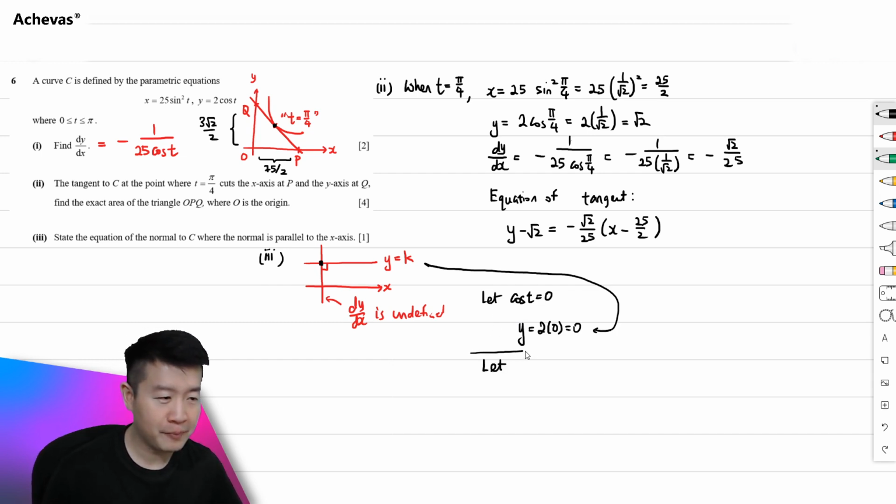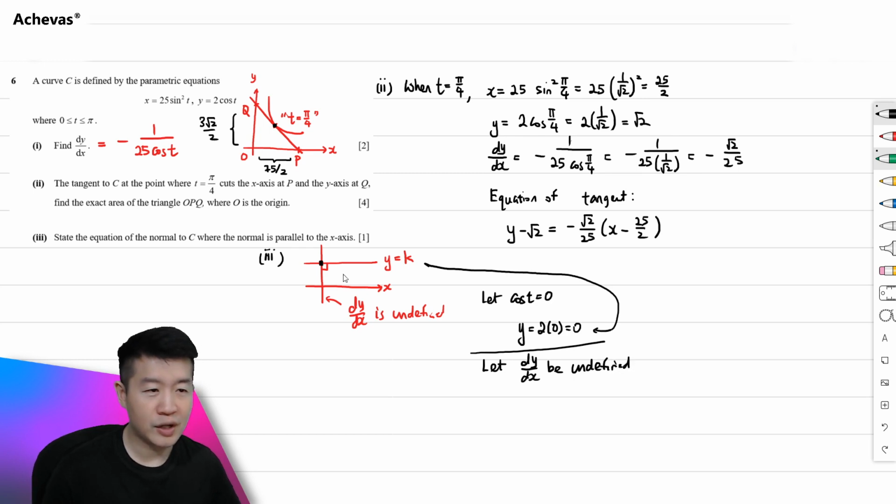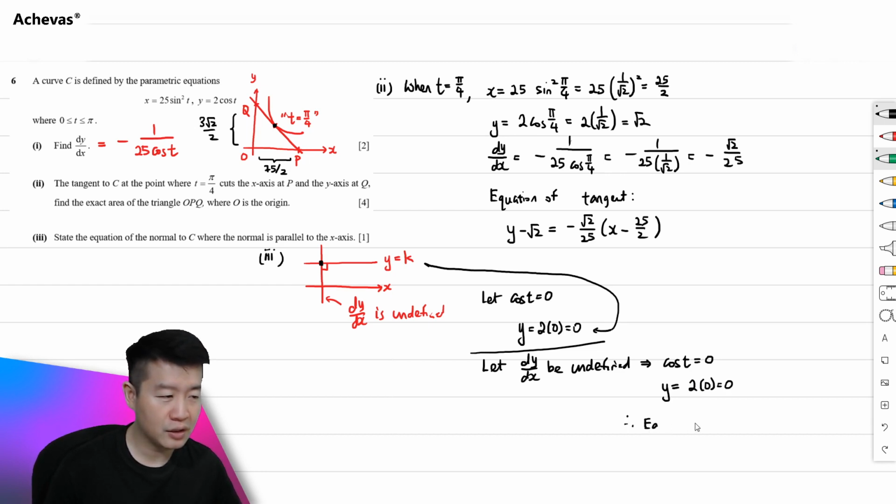So to start off, we should say something like, I'm going to let dy dx be undefined so that the normal can be parallel to the x-axis. This implies that cosine t is going to be equal to 0, which means that the y coordinate at that point is going to be 2 times cosine t, which is 0. This is 0. Therefore, the equation of the normal will be y is equal to 0.